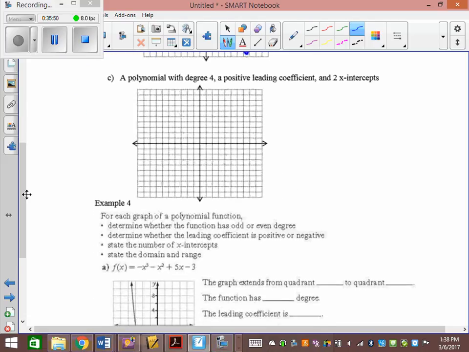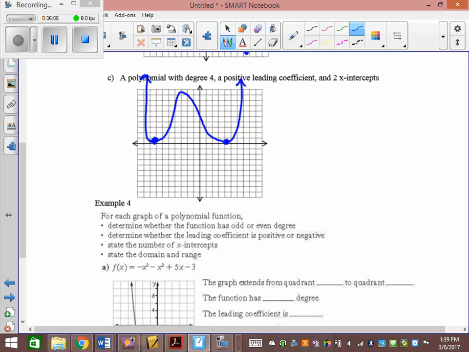Okay, and then a polynomial with degree 4, positive leading coefficient, 2 x-intercepts. So it's going to have to end up on the right. And if it has 2 x-intercepts, it's going to have to touch twice. Something like that. Pretend that's drawn nicely. It's not.